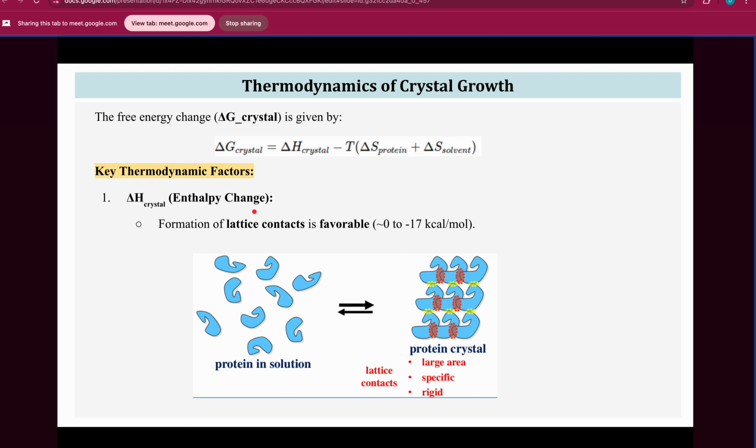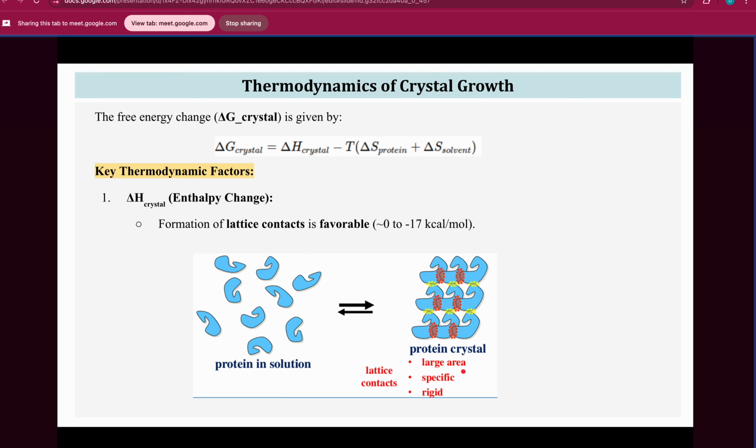Delta H crystal, which is the enthalpy change, looks into the formation of lattice contacts. If lattice contacts are more, then it will be favorable. In the case of protein in solution, there are no such lattice contacts because each individual protein unit is present far away from the others. Whereas if we talk about the protein crystal, then each individual protein unit is present close to each other. So there is a possibility of contacts, or lattice contacts. In this way, you can see that there are multiple lattice contacts observed in the protein crystal, which were not there in the protein solution.